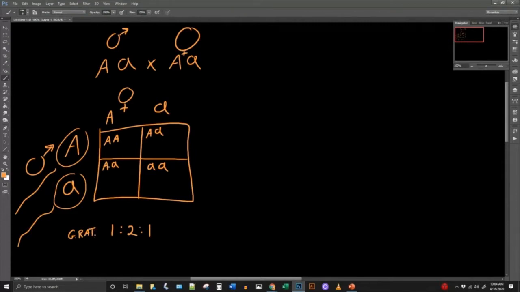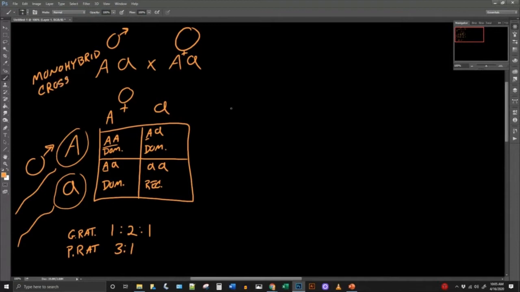And that gives you a 1 to 2 to 1 genotypic ratio. But the phenotypes are determined by the dominant allele. So you would get whatever the dominant trait is here, dominant here, and dominant here, because all of them have at least one dominant allele, and then recessive here. So the phenotypic ratio would be different. It would be 3 to 1. Now that's true for a monohybrid cross, which is what this is, monohybrid cross.